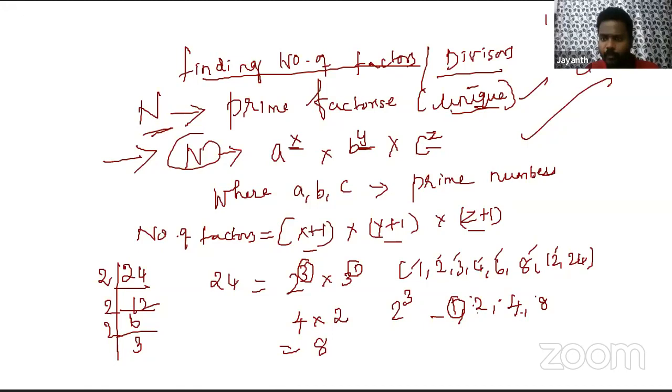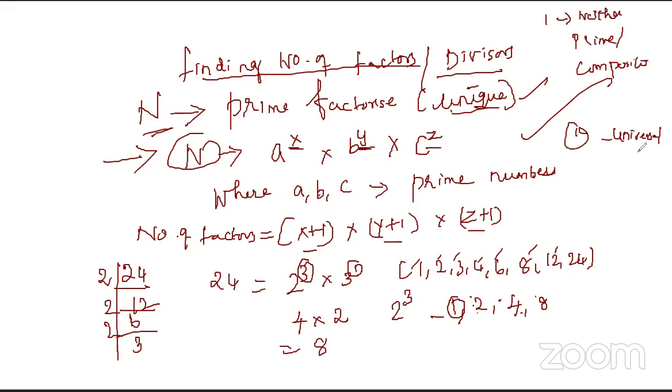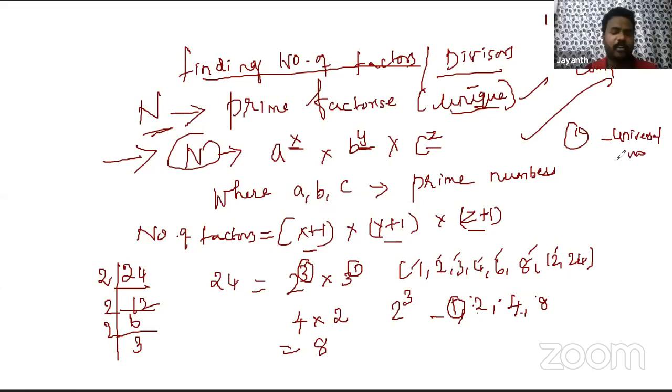But 1 is a factor for all numbers, right? 1 we call a universal number. Why? See, people with O blood group, we call it the universal blood group, because they can give blood to anybody, but they cannot take blood from anybody. They can take blood only from O blood group people. Likewise, 1 is a factor for all numbers, but no other number is a factor for 1. That is why 1 is called a universal number, right?